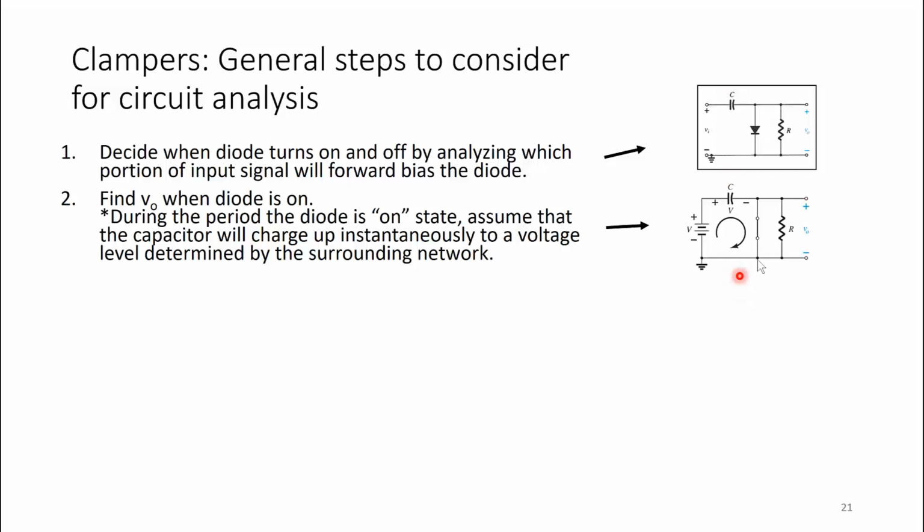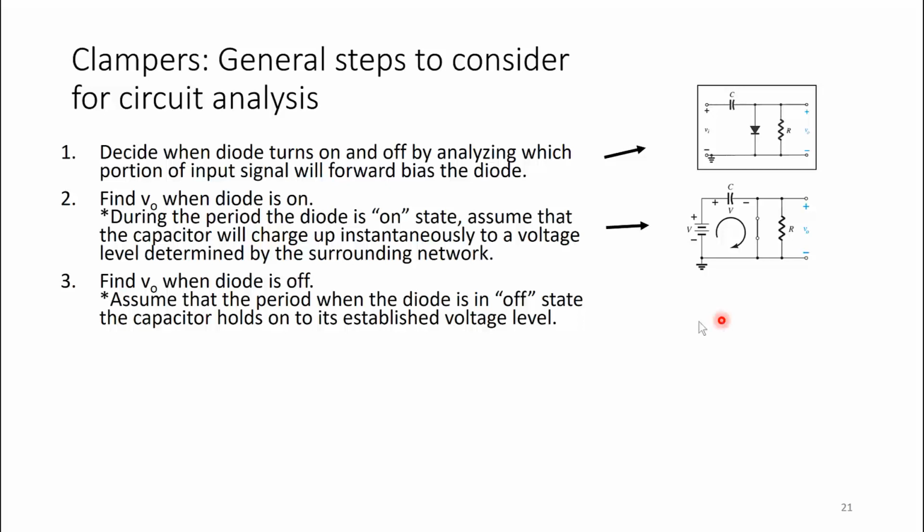So find Vout and find the value Vc. Vout is not that difficult really, because this is going to be a short circuit and the voltage drop across this R, because R is in parallel with the short circuit, so Vout is going to be 0 volts if there is no added bias here. Okay, and then we need to find Vc from KVL, and then find Vout when the diode is off.